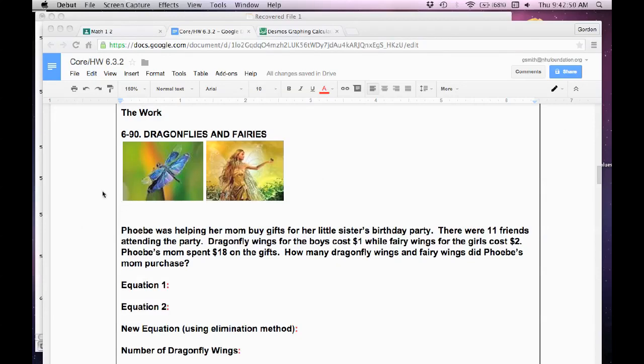Okay, we're going to do the work, 690, dragonflies and fairies. There's a dragonfly and there's a fairy, very pretty. Phoebe was helping her mom buy gifts for her little sister's birthday party. There were 11 friends attending the party.